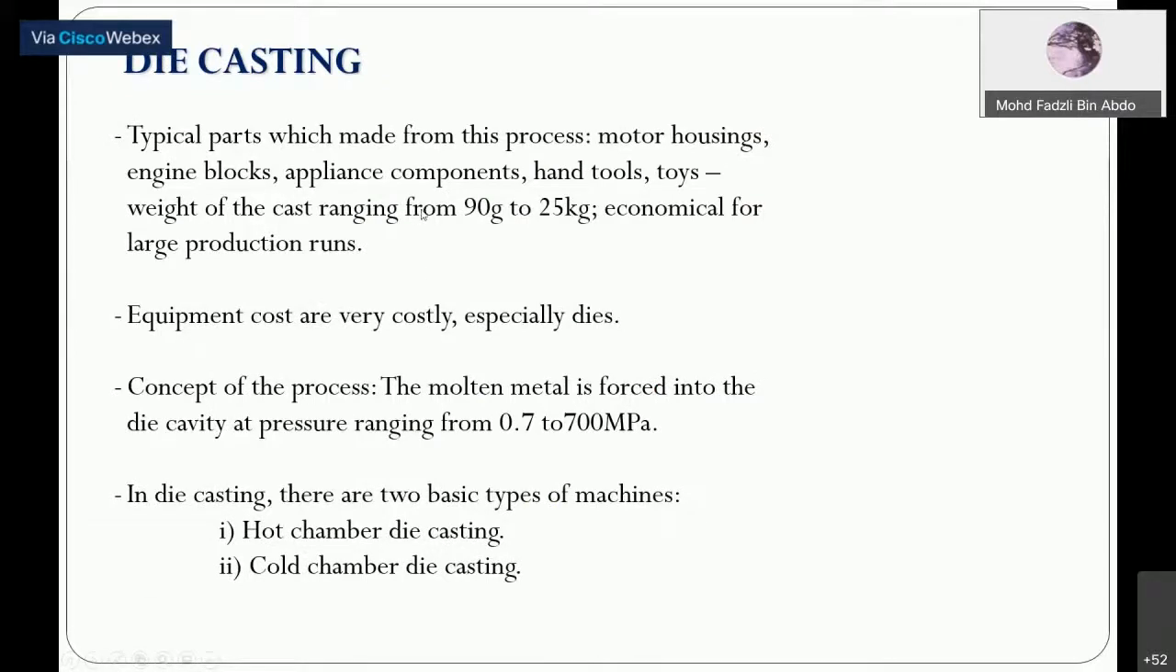Typically parts which made from this process adalah motor housing, engine block, appliance components, hand tools, toys, etc. Equipment costs are very costly, especially the dies. Concept of the process, the molten metal is forced into the die cavity at pressure ranging from 0.7 to 700 megapascal. In die casting, there are two basic types of machine. Untuk die casting kita ada dua, satu hot chamber die casting and then satu lagi cold chamber die casting. Ini adalah permanent casting.